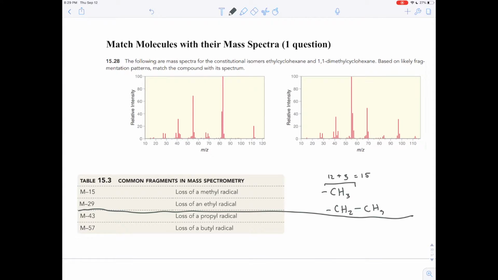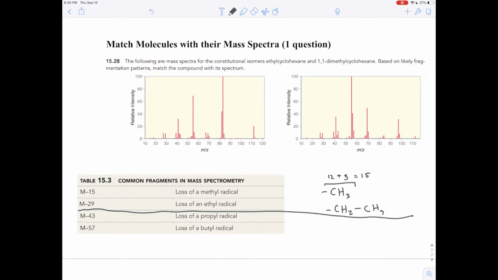And so when a methyl group gets kicked off of a molecule, you'll have a peak that's 15 mass units lower than the molecular ion peak. So this capital M is standing for the molecular ion peak. And because a methyl group got kicked off, and a methyl group weighs 15 mass units, you should have a new peak that's 15 lower. So if somewhere in a molecule there is a methyl branch, then that branch is going to get kicked off by those electrons, and you'll have this M-15 peak.